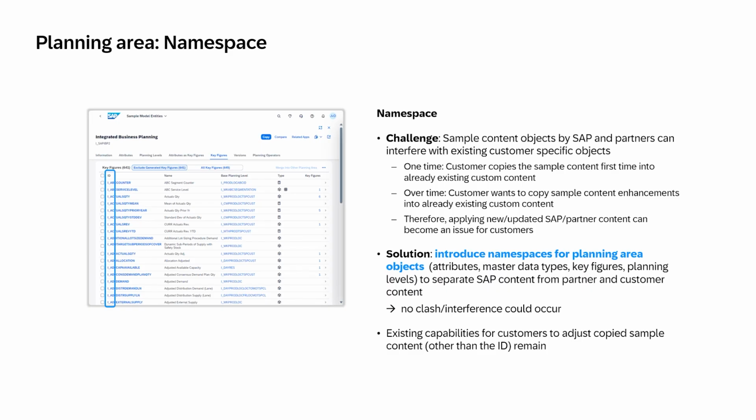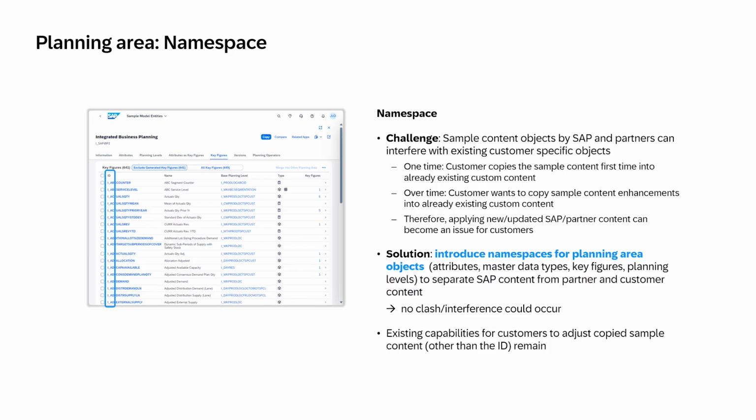So what we are doing with 2508 as a starting point is introducing something called a namespace. When SAP provides the planning area, all the key figures, all the attributes, all the planning levels will have an I underscore. And that I underscore, whether it is a planning level, a key figure or an attribute, cannot be changed by the customer. Of course, they can change the key figures, but when we upgrade, we'll be warned that there is a change for this key figure.